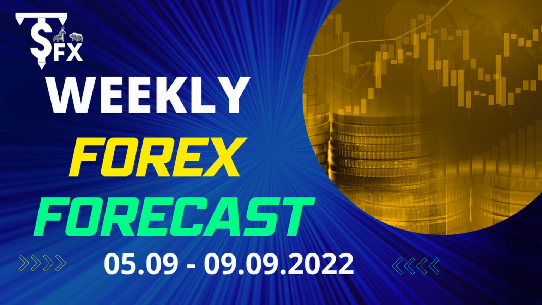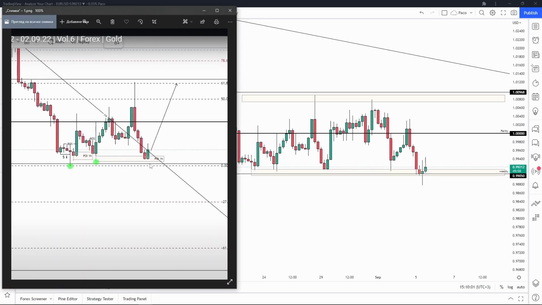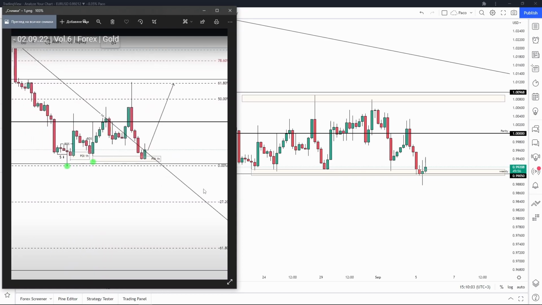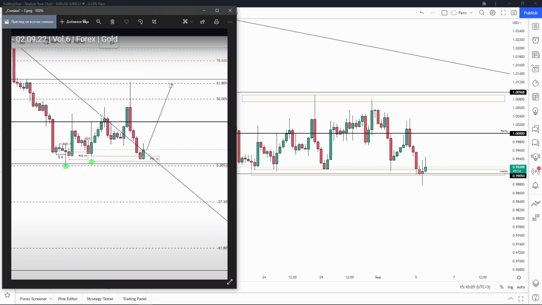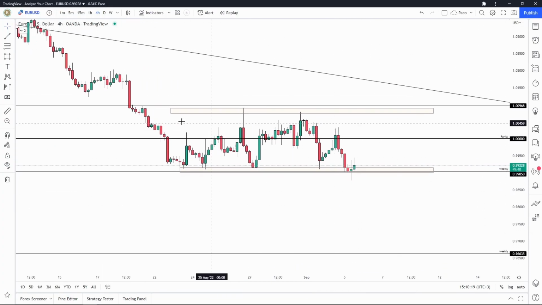So let's begin. First, let's see what our expectations were from last week. You can see from this point of interest over here to this level, we expected the price to make a bullish movement. And as you see, here was the price, and you can see the bullish movement. Now, for the next week, what are our expectations?